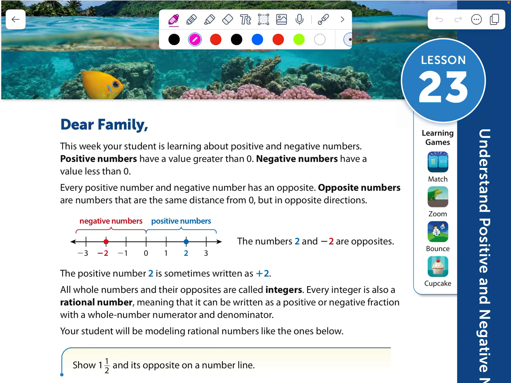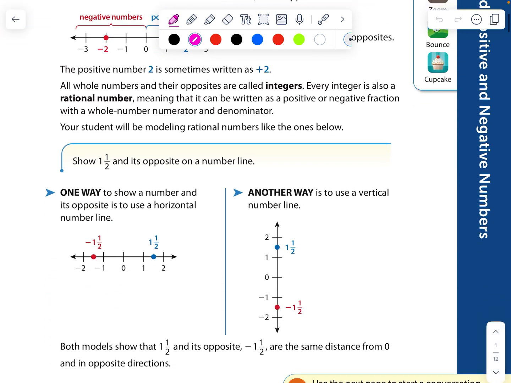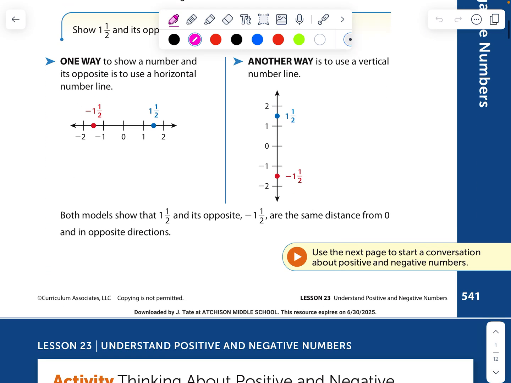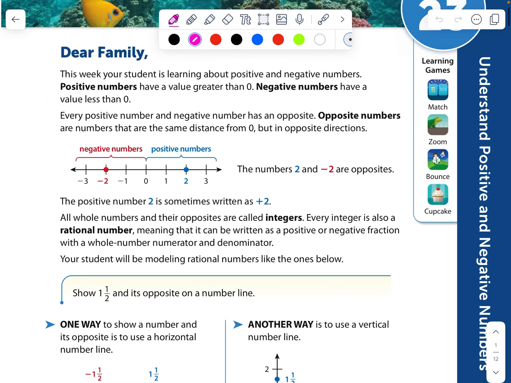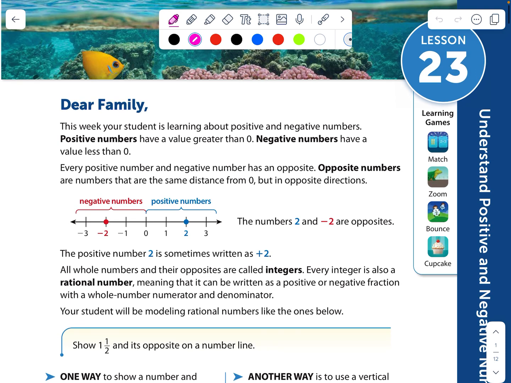Okay guys, we're going to start an introductory lesson about positive and negative numbers. So this is just in your workbook on page 541. So if you need to pause the video and go there, then please do that. It says we're going to be learning about positive numbers and negative numbers. So here is a good place that tells us a little bit more about positive and negative numbers.